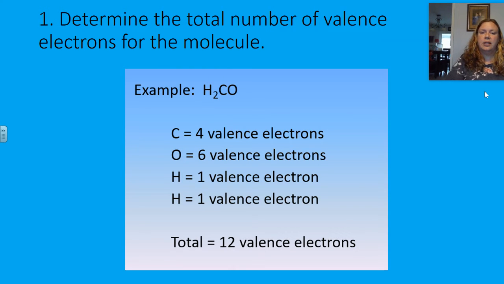First off, we're going to determine the total number of valence electrons for the molecule. And here's our example molecule. We're given H2CO. Now, to determine the total number of valence electrons, we have to first think, okay, carbon has 4 valence electrons. There's only 1 carbon in this molecule. Oxygen has 6 valence electrons. There's only 1 oxygen in this molecule. And hydrogen has 1 valence electron. And again, there's 2 hydrogens, so we have to count that 1 valence electron twice, for a total of 12 valence electrons. Now, ideally, you guys, we want to get an even number. If we get an odd number, something's up and we didn't calculate something correctly at this point.